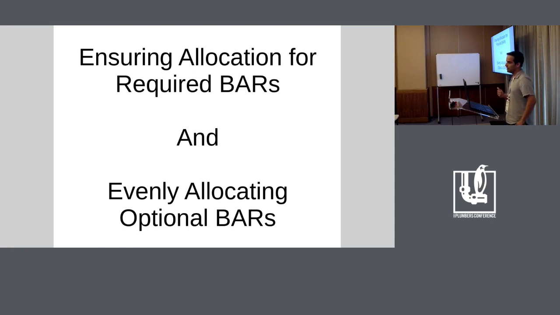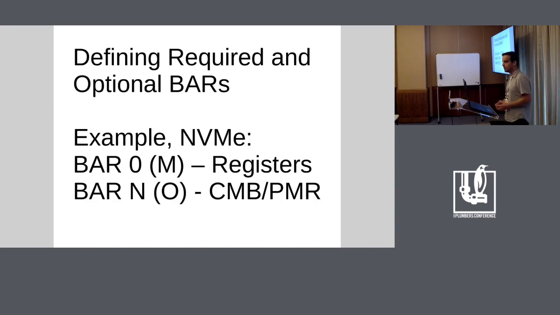Today I want to talk about what we can do to make sure that mandatory BARs are successfully allocated, as well as what we can do about BARs which are not mandatory, whether we can allocate them or not, and how, if we need to reduce them in order to allocate them. So the first thing I want to do is talk about what is a required and what is an optional BAR. For my main example, I want to talk about NVMe. We have NVMe BAR 0, which is a mandatory BAR. It's the register set. And then any other NVMe BAR, the MMIO BARs, those are the controller memory buffer and/or the persistent memory region.